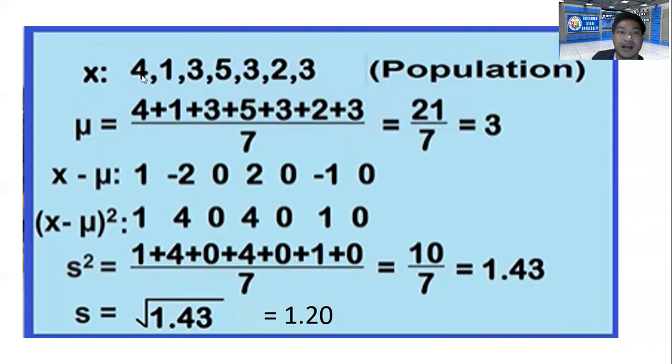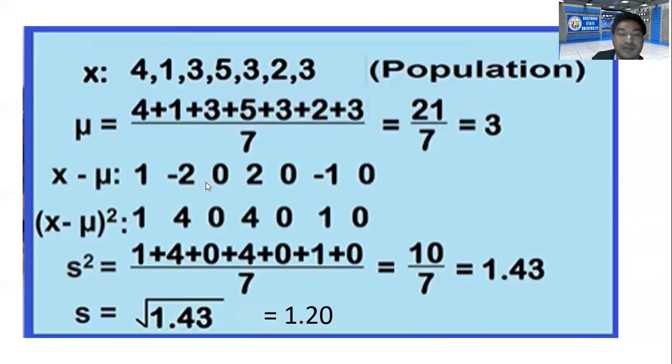So here, our score is 4 minus the mean, which is 3, so you get 1. Our score here is 1 minus 3, that's negative 2. We have a score of 3 minus 3, that is 0. 5 minus 3, that is 2. 3 minus 3, that is 0. 2 minus 3 is negative 1. 3 minus 3 is 0. So we have here now the score minus the mean.